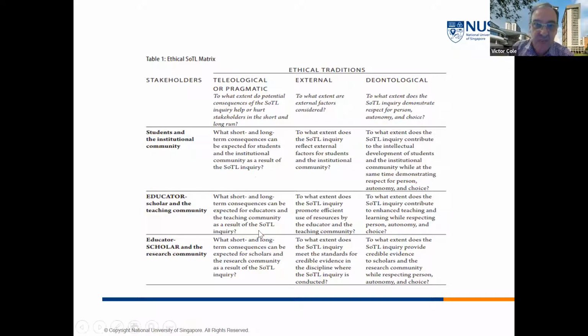So some of these considerations, the teleological and pragmatic, are to do with consequences that are foreseeable in terms of impacts on or implications for the different stakeholder groups. The external category is a slightly unusual one, but really it's more extended consequences across perhaps a wider array of parties, and it might, for example, involve the obtaining of IRB approval, the review board approval, under the scholar and the research community column there at the bottom. That could be one aspect where the consideration starts broadening out to other parties other than the researcher and the student group itself.